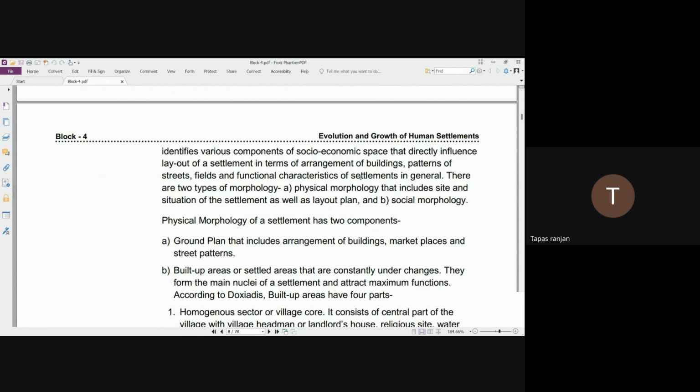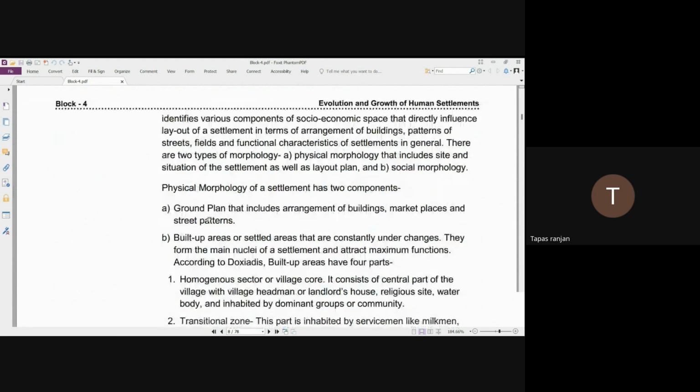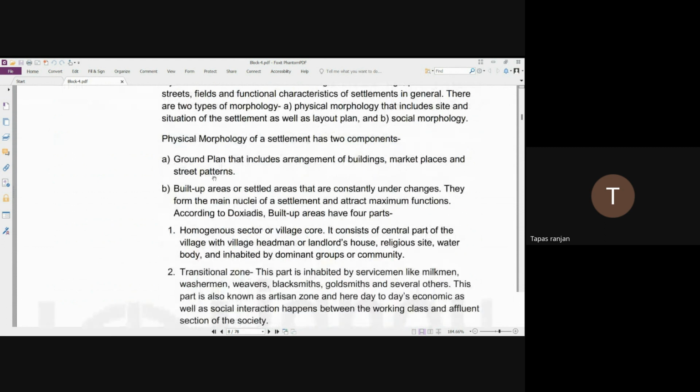Social morphology or cultural morphology is defined by the different cultural activities that are being performed by the people of those settlements. That will define the cultural landscape or the social morphology of that place. Physical landscape also has different components.